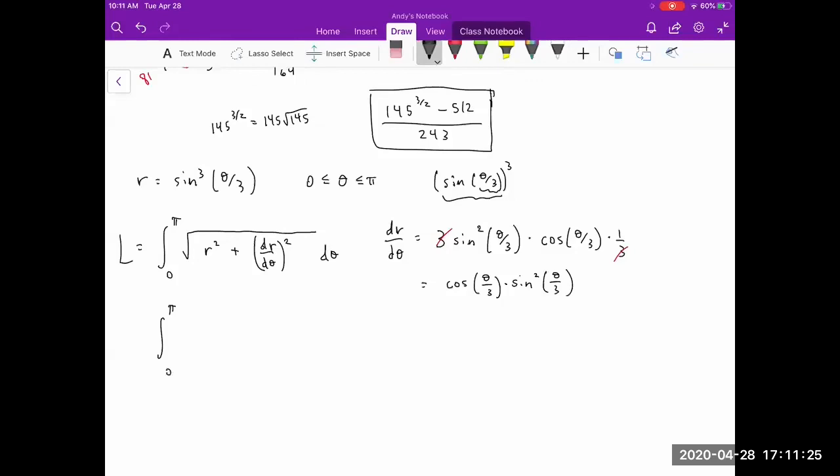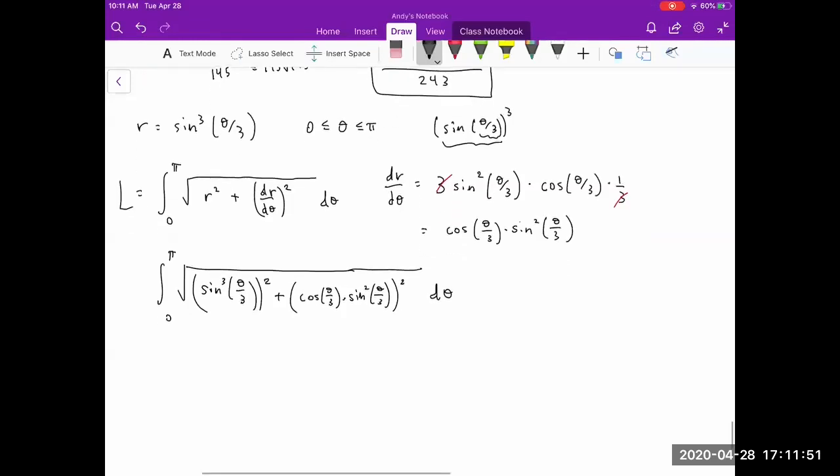So let's just plug in directly and see what we get. So r is sine cubed of theta over 3. We're squaring that. Plus dr over d theta. Dr over d theta is cosine of theta over 3 times sine squared of theta over 3. We're squaring that, and then d theta. So again, easy to set up, possibly hard to integrate. It doesn't look like it's going to be that bad, but let's see.